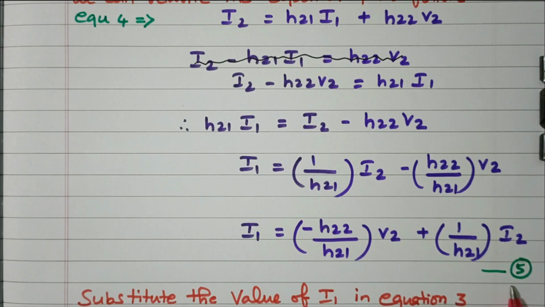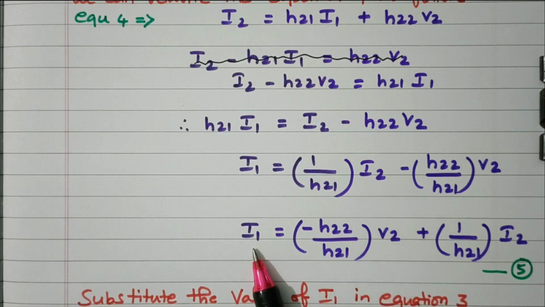We'll take this as equation number 5. So equation 4 is rearranged such that we got the expression for I1.